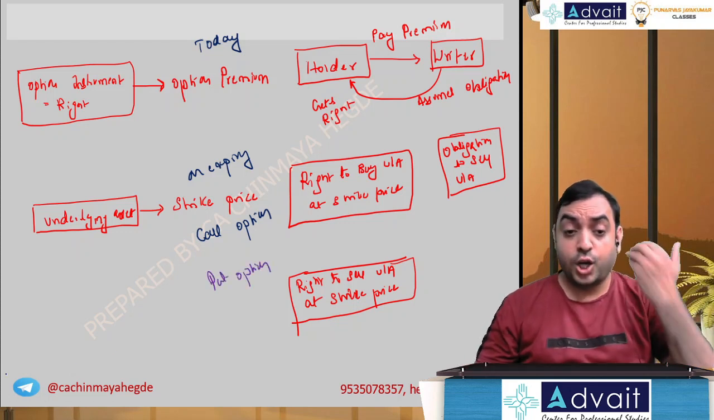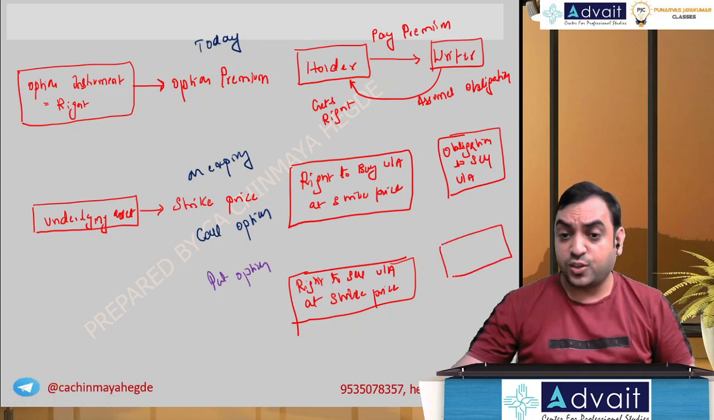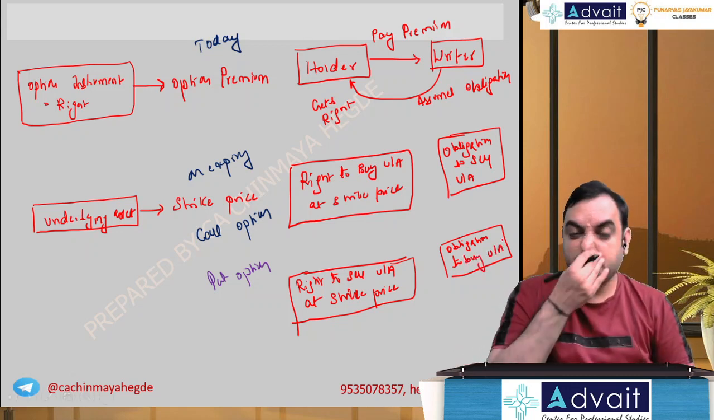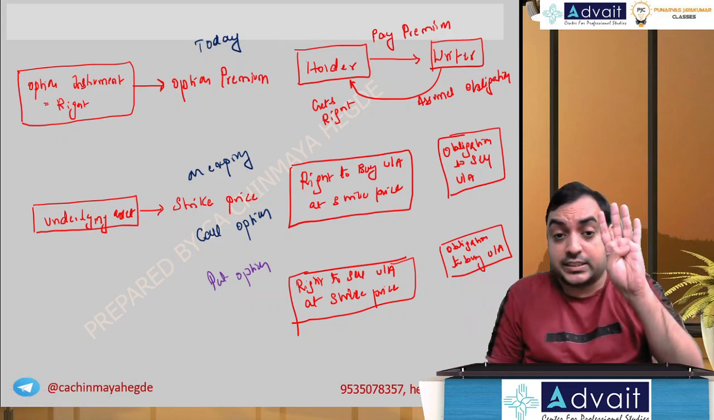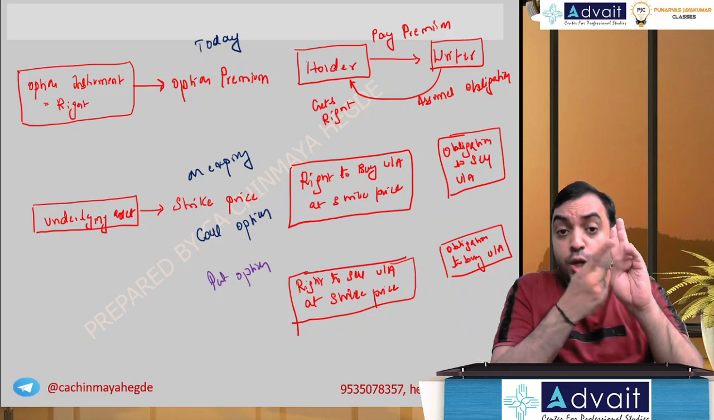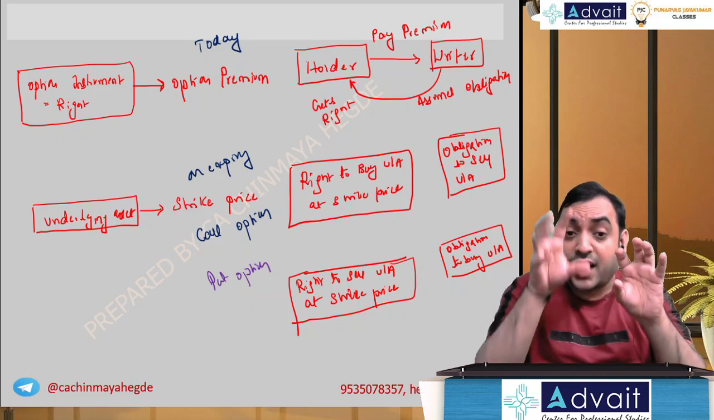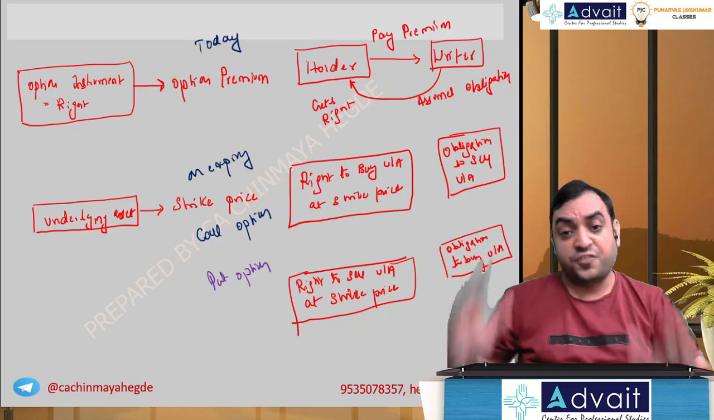Put option holder, you have the right to sell. I'll summarize, don't worry. And if you have the right to sell, the other person will have the obligation to buy the underlying asset. So typically you have to understand there are four legs: call option holder, call option writer, put option holder, put option writer, at a different strike price. Each strike price is a different contract.